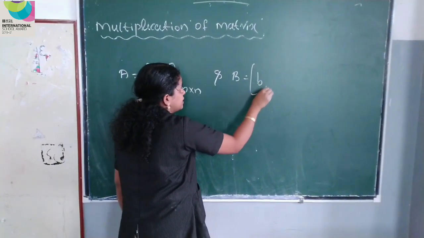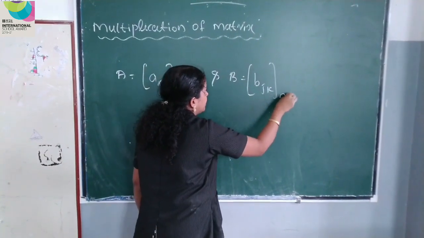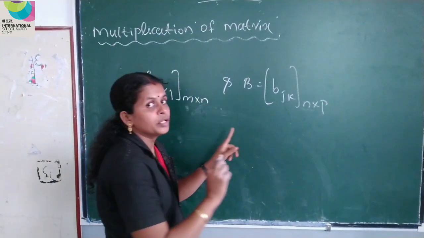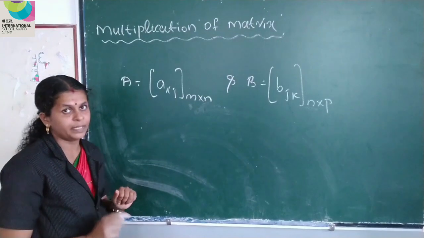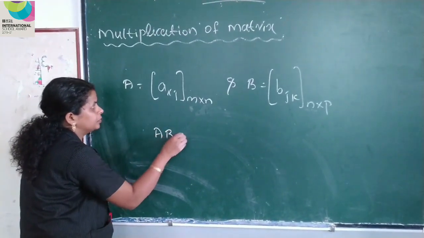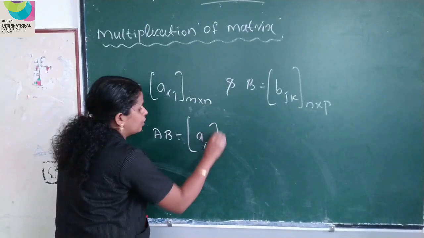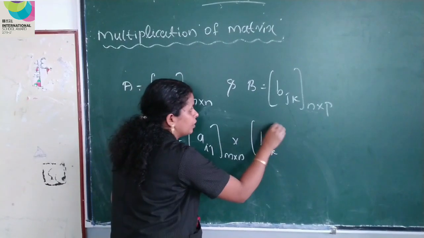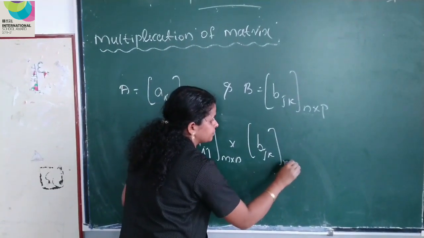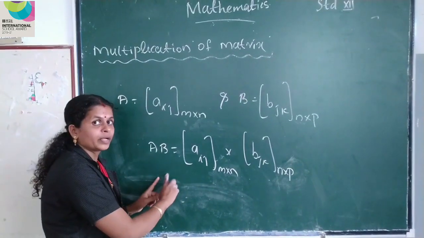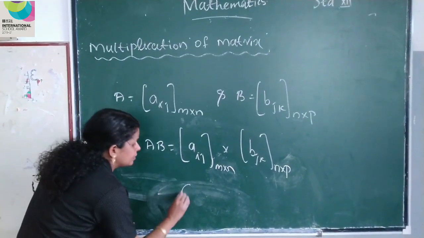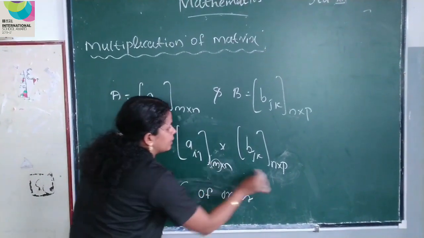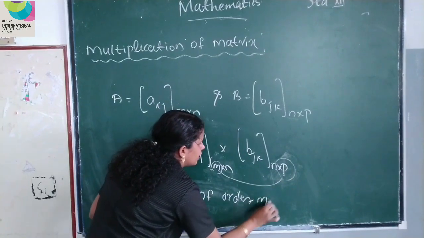And B is equal to matrix [bjk] of order n by p. Here, the number of columns and number of rows are equal, so we can find the product of A and B. That is, AB is equal to matrix [aij] of order m by n into matrix [bjk] of order n by p. Let us consider the product AB as C of order m by p.